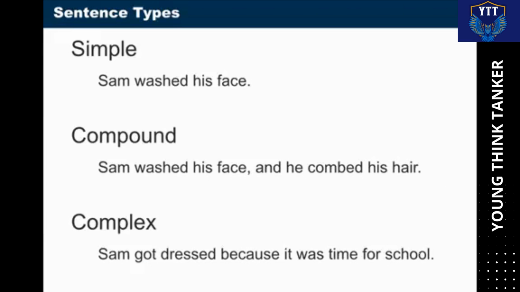Remember that a simple sentence just has one independent clause. A compound sentence has two independent clauses joined by a comma and a conjunction. And a complex sentence has one independent clause and one or more dependent clauses. We're looking at complex sentences in this lesson.